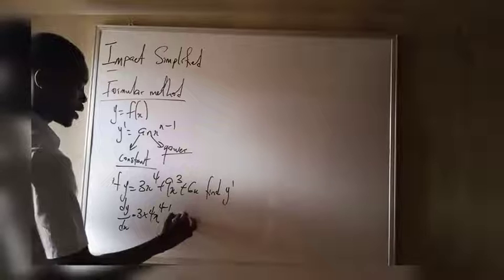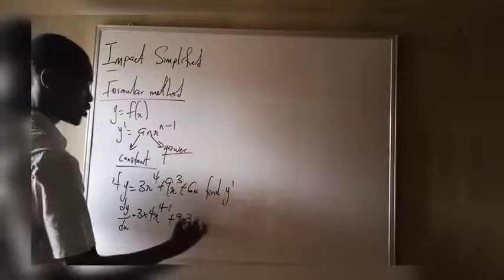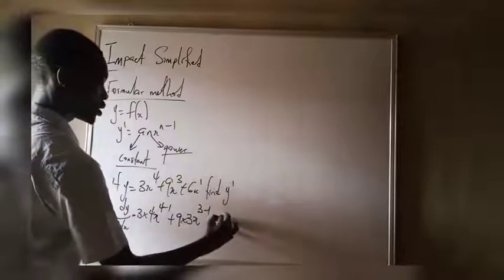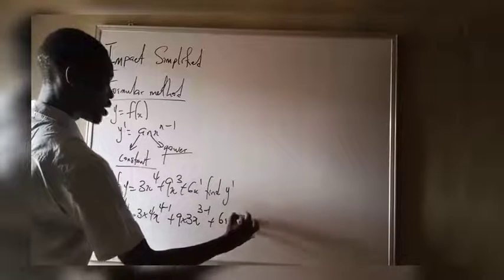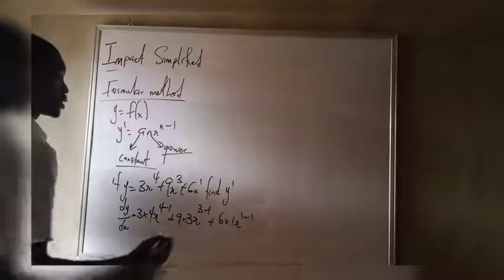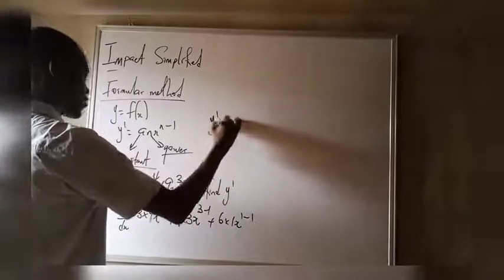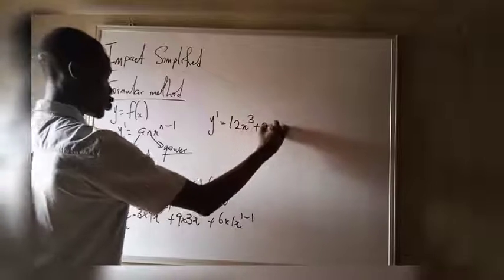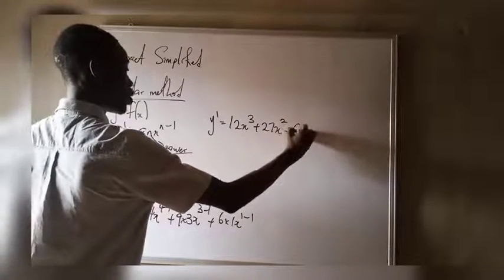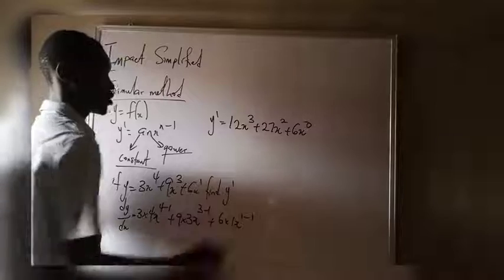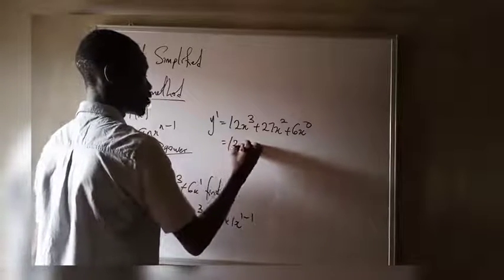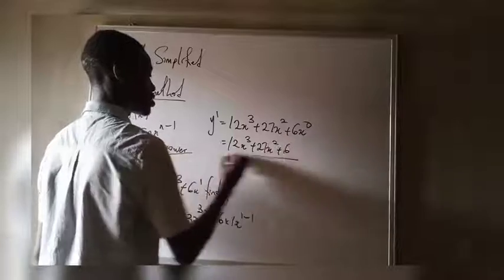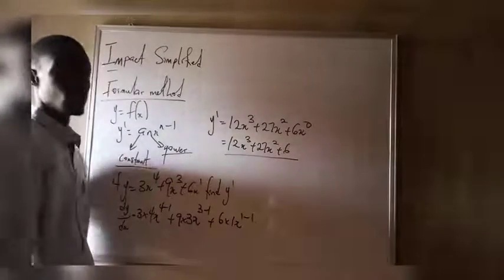The same thing, our a here is 9 times n, that will give us 3x to the power 3 minus 1. Plus, our power here is 1, so we have 6 times 1 x to the power 1 minus 1. And then we simplify further. That will give us y prime is equal to 12x cubed plus 27x squared plus 6x raised to the power 0. And anything raised to the power 0 will give us 1. And that is all about the formula method.